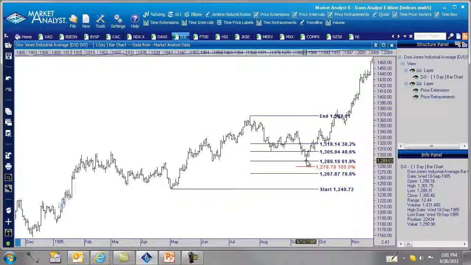Now I just wanted to mention something else too in regard to these Gartley patterns. Some authors that talk about the Gartley pattern overcomplicate it.